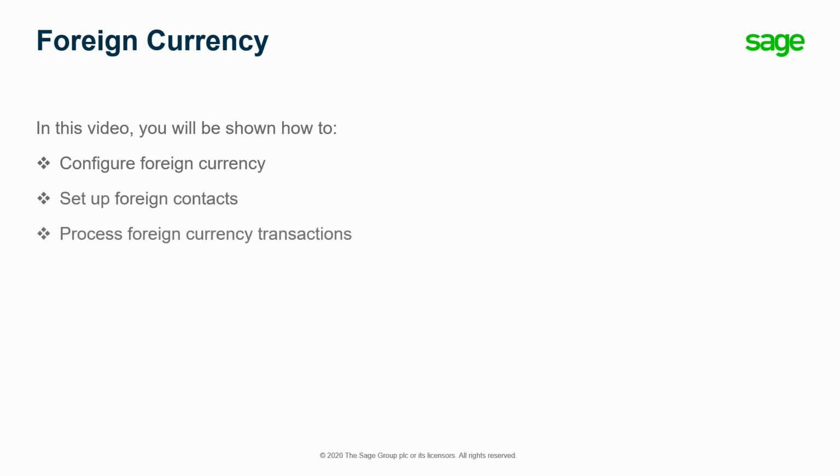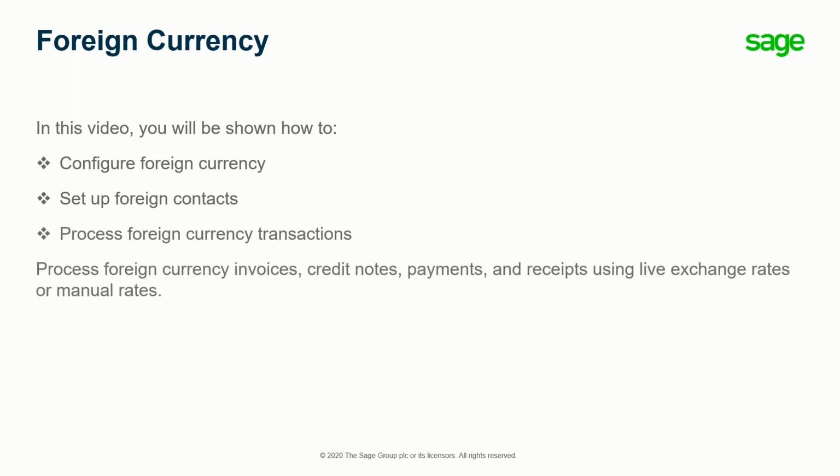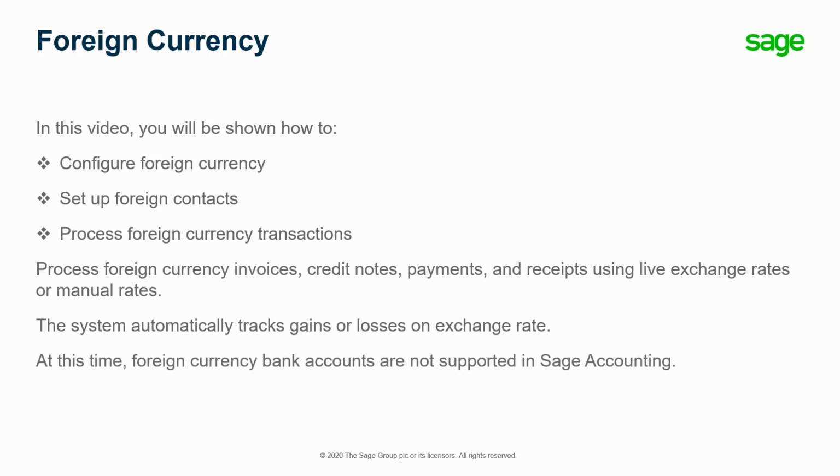transactions in Sage Accounting. Sage Accounting allows you to conveniently process foreign currency invoices, credit notes, payments, and receipts using live exchange rates or manual rates. When using foreign currency transactions, the system automatically tracks gains or losses on exchange rate. Please note that at this time, foreign currency bank accounts are not supported in Sage Accounting.